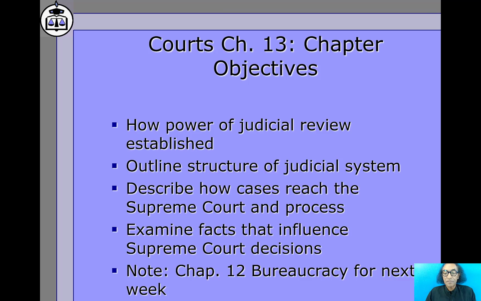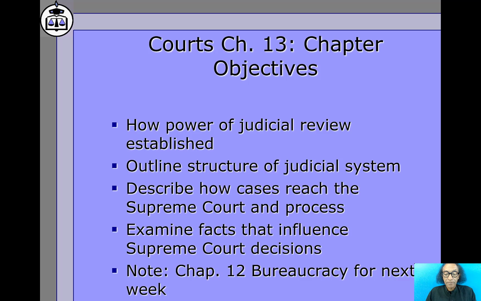Second, they aim to outline the structure of the judicial system for you, the federal judicial system, the trial and appellate structure of the federal courts. Then they try to chart out for you how cases reach the Supreme Court and the Supreme Court process, exactly what it takes to get a case heard in the United States Supreme Court, and then examine some of the factors that influence Supreme Court decisions, external factors as well as other factors.